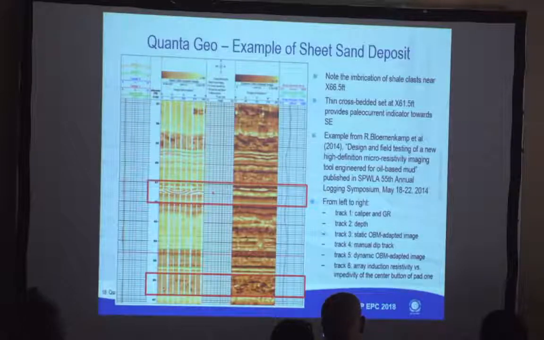You want to have a handle on the paleotransport directions even within a sheet. So it becomes really important to be able to find these small cross-bedded sets that contain that information about in which direction the sand was distributed. So this is an example of that.